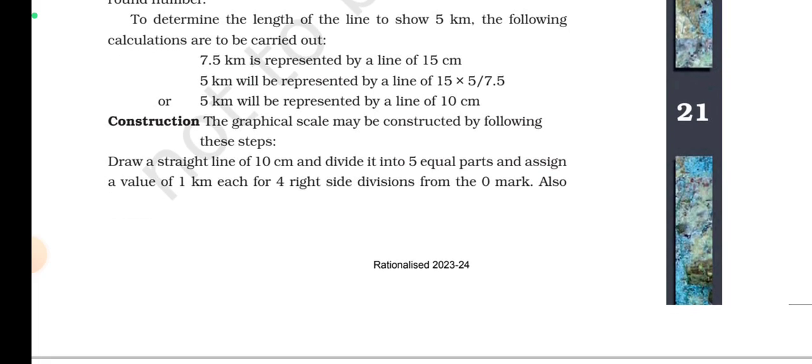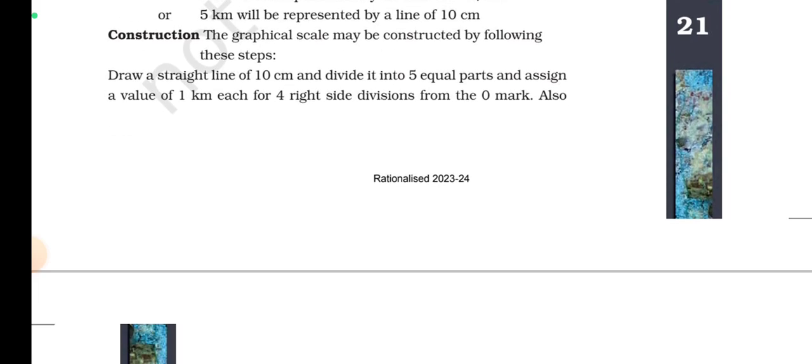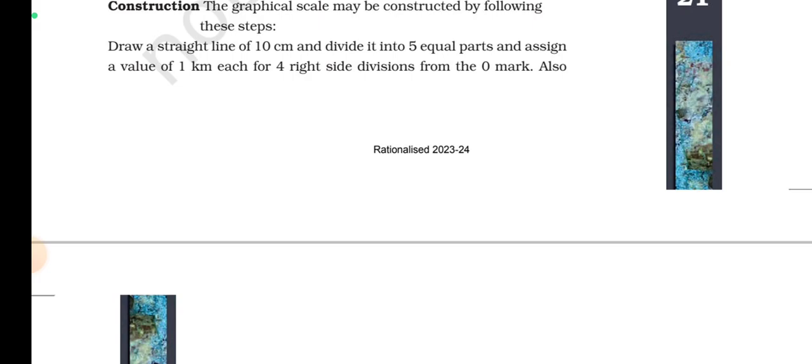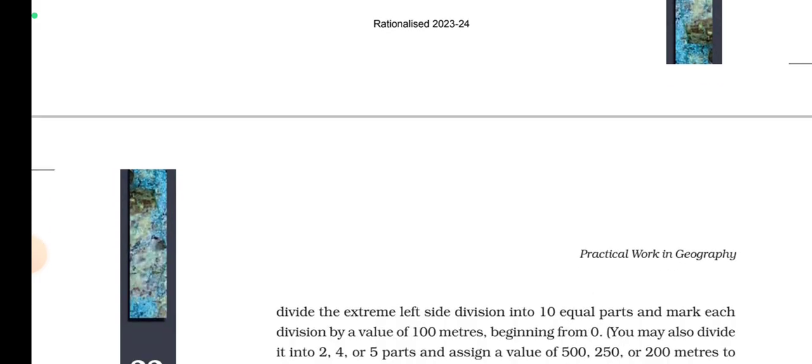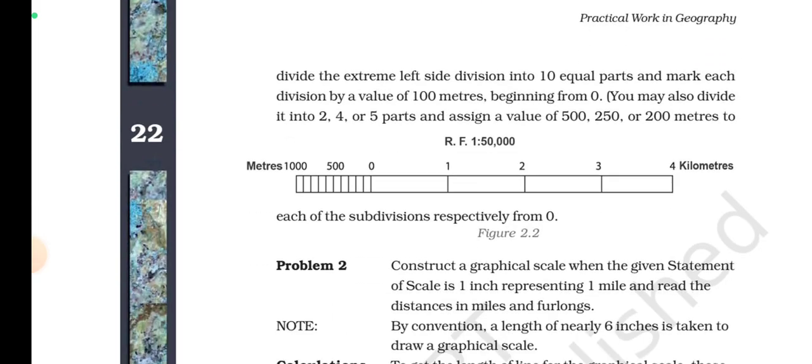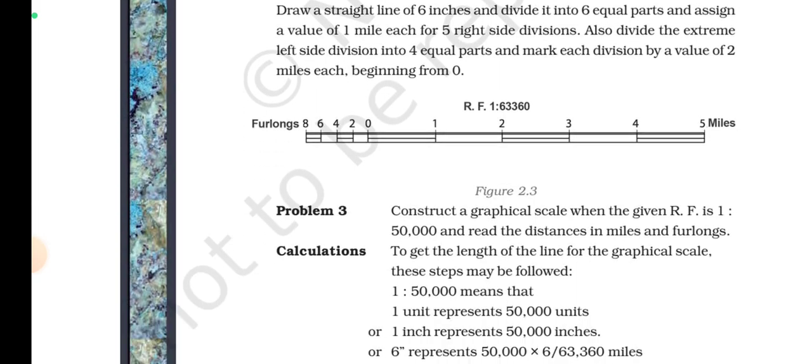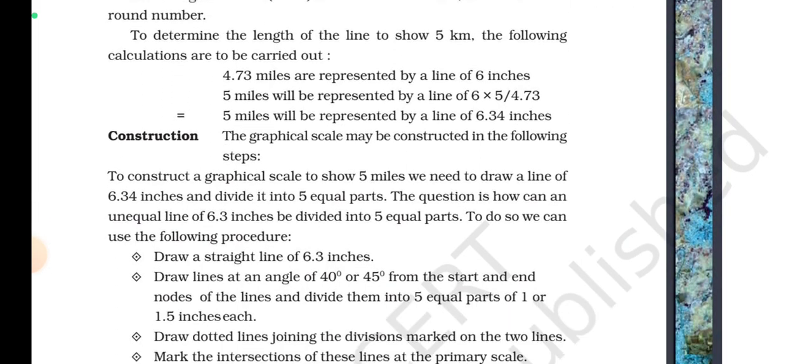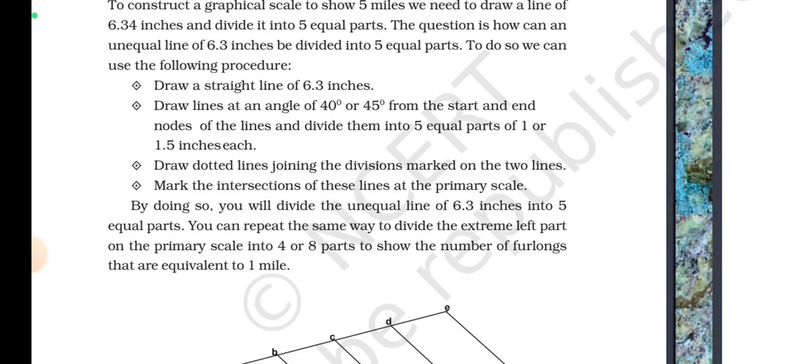Construction: the graphical scale may be constructed by following these steps. Draw a straight line of 10 centimeters and divide it. I hope you know how to draw the scales and all, so I will just skip this part. The basic thing you should remember is the conversion of RF.